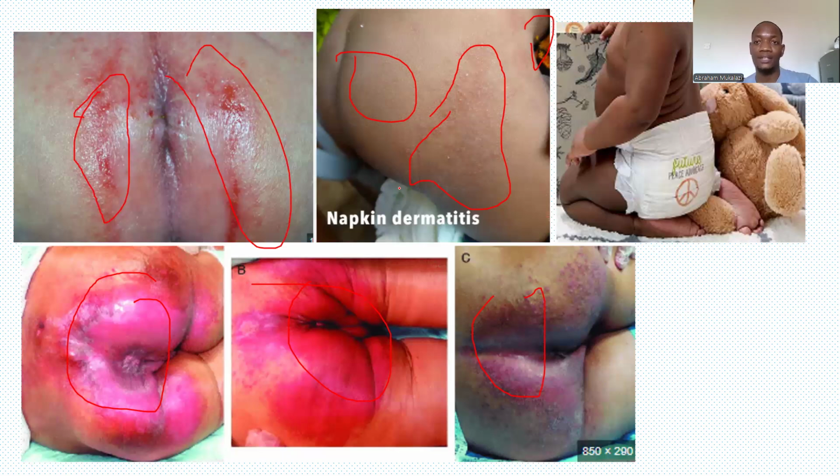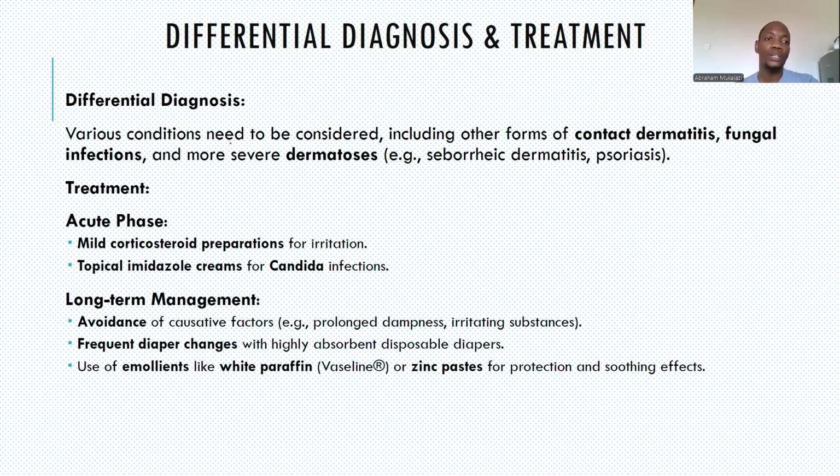have been identified earlier. So in the differential diagnosis, you can look at things that can look like diaper dermatitis. This can include contact dermatitis, fungal infection, especially Candida, or even severe dermatosis like seborrheic dermatitis, the infantile type, or even psoriasis that can give you an inverse picture, what you call inverse psoriasis.